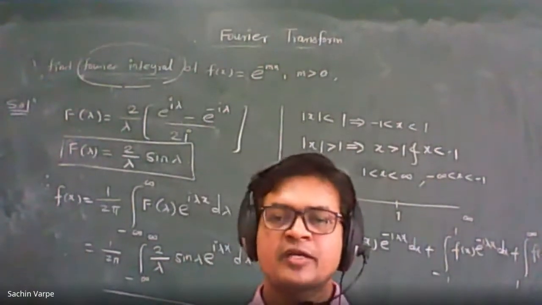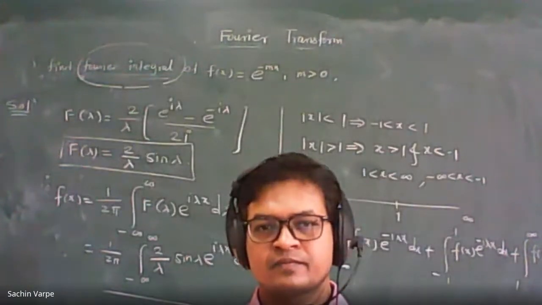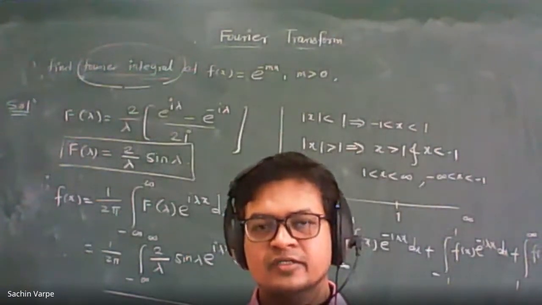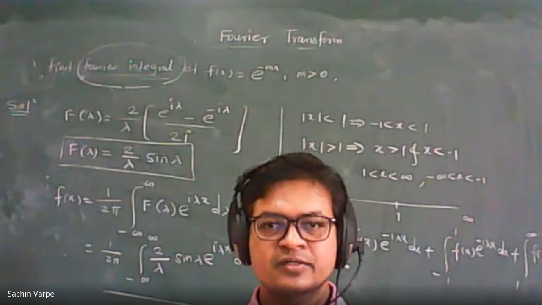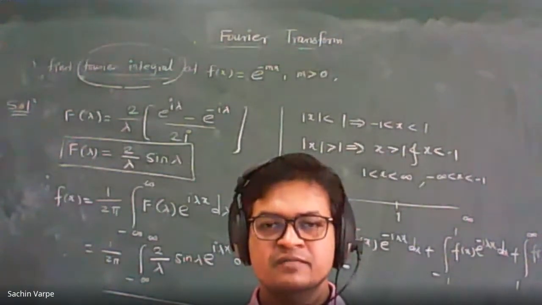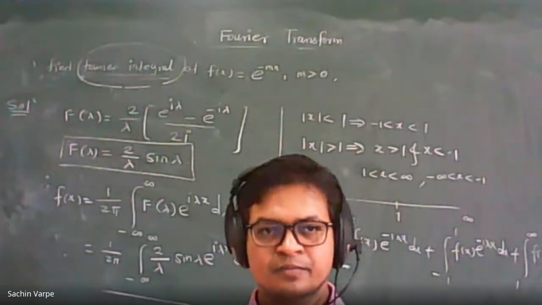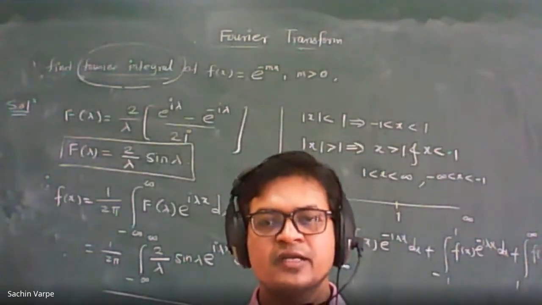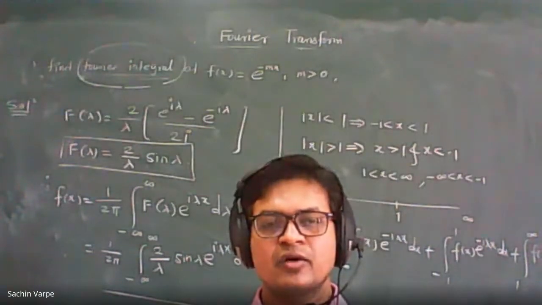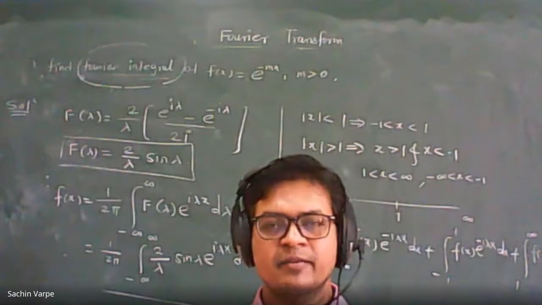Nehul, the question is to find the Fourier sine and cosine integrals. Find Fourier sine and cosine integrals of f of x equal to e to the power minus mx. f of x you can see on the board. Find the Fourier sine and cosine integrals of f of x equals e to the power minus mx.